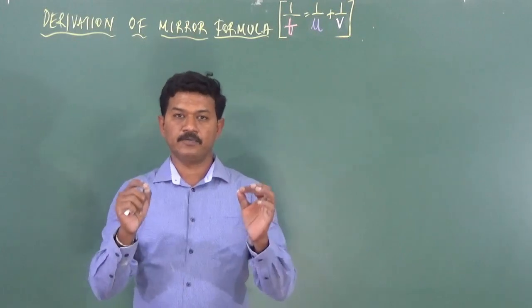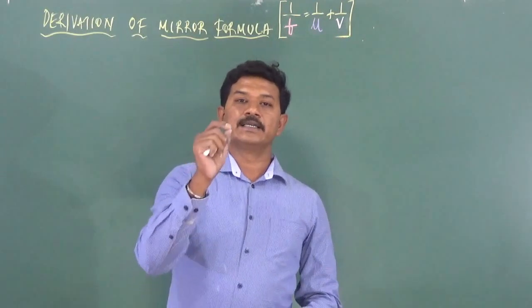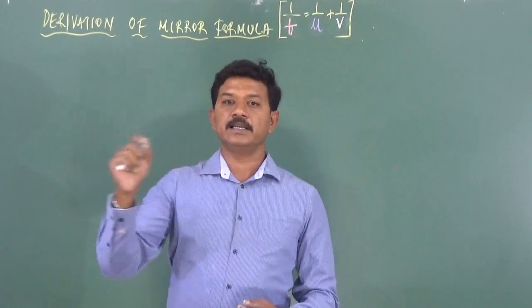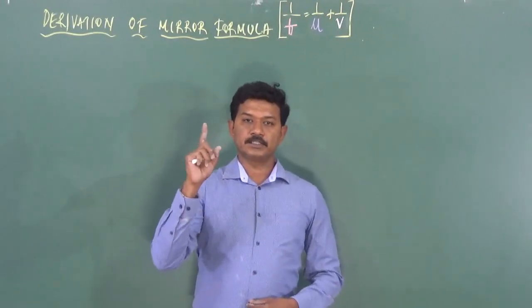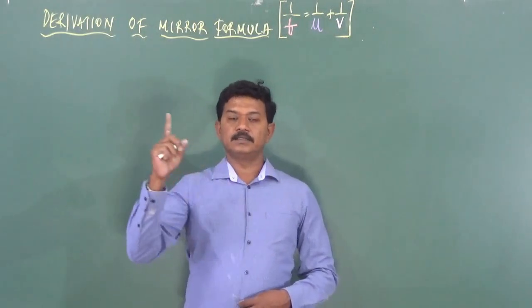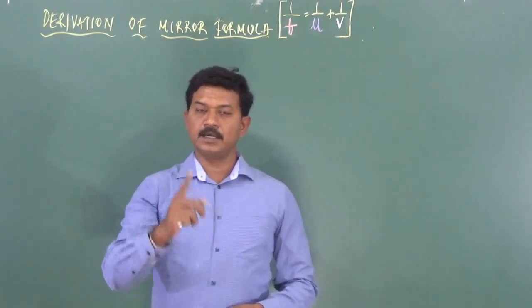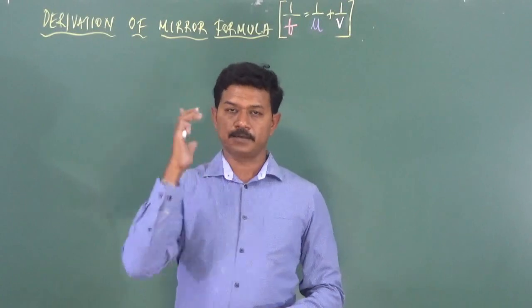So what is the mirror formula? Mirror formula is a formula which gives you the relationship between these three elements, that is, between the distance of the object from the mirror, the distance of the image from the mirror, and the focal length of the mirror.